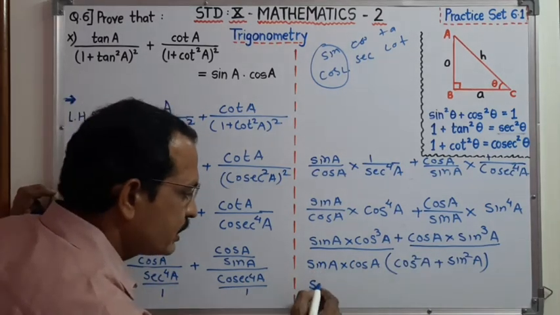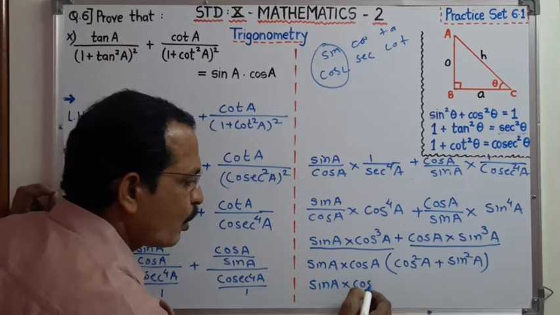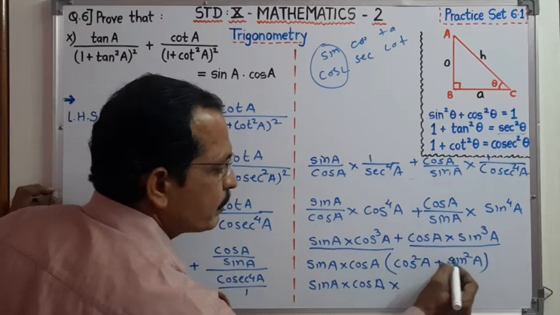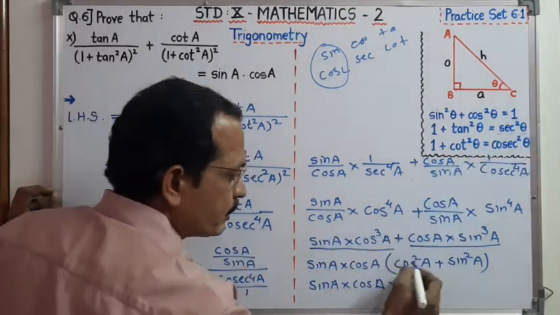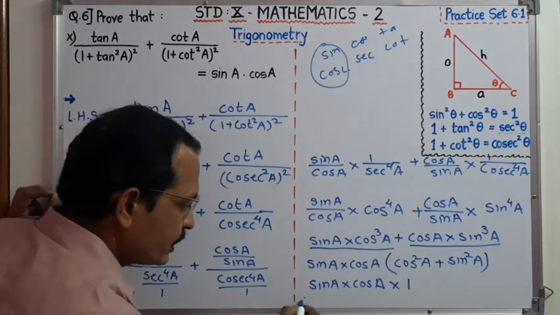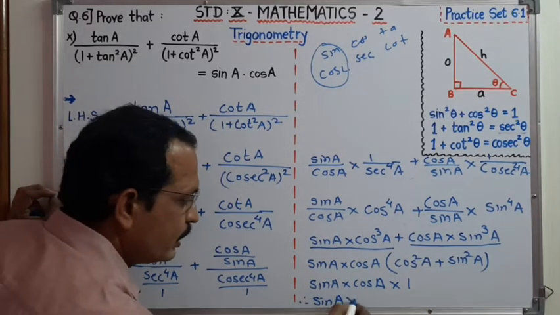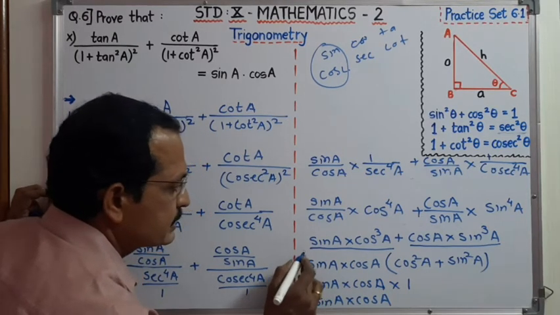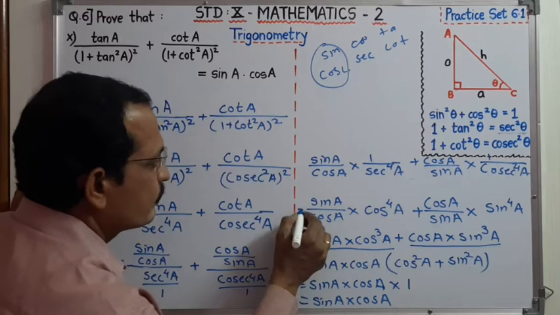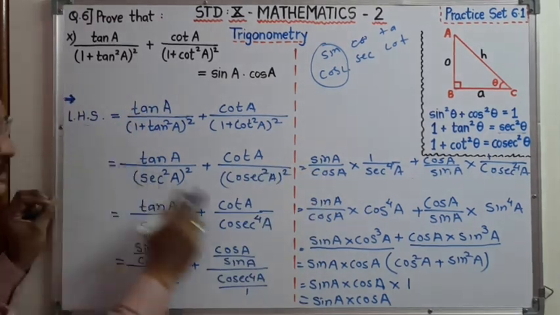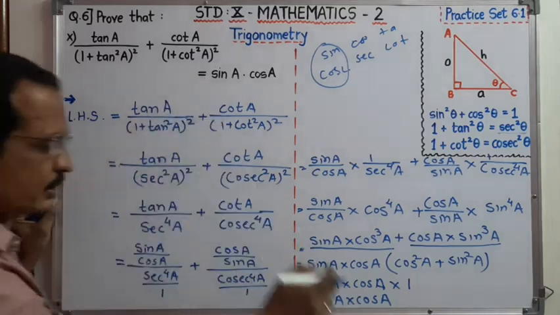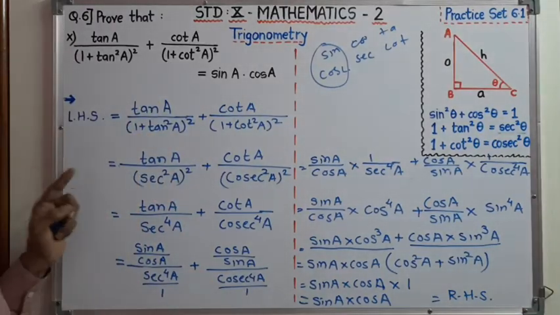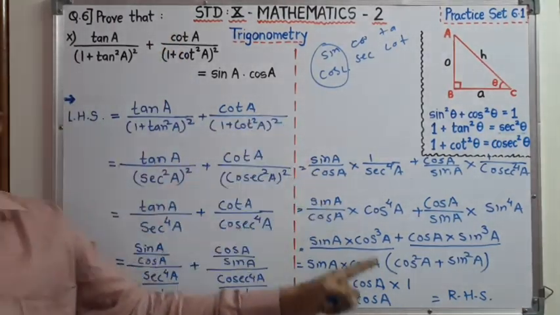Now dear students, see here sin A into cos A, into cos square theta plus sin square theta is equal to 1. Therefore instead of this we write here 1. Therefore dear student, we got here sin A into cos A. This is left hand side. Got it dear student? Therefore we got here LHS is equal to RHS. Therefore we write here is equal to RHS, and dear student, final answer you have to write this is equal to sin A into cos A.